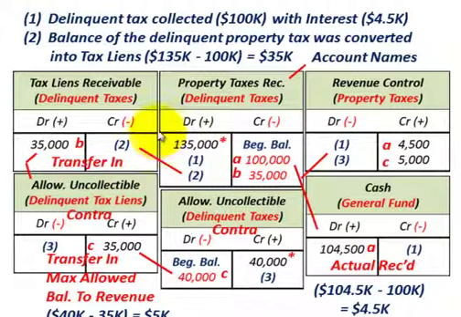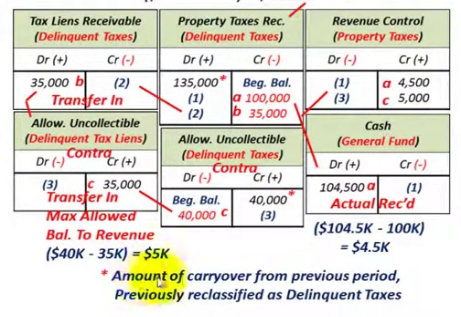Okay, so let's look at our example here. We're going to start out with a beginning balance in our property taxes receivable of $135,000. In our beginning balance, we're going to have in our allowance for uncollectible delinquent taxes $40,000. Just a note here, those amounts would be carried over from any previous period, and they would have been previously reclassified as delinquent taxes. So we're just going to start with those beginning balances.